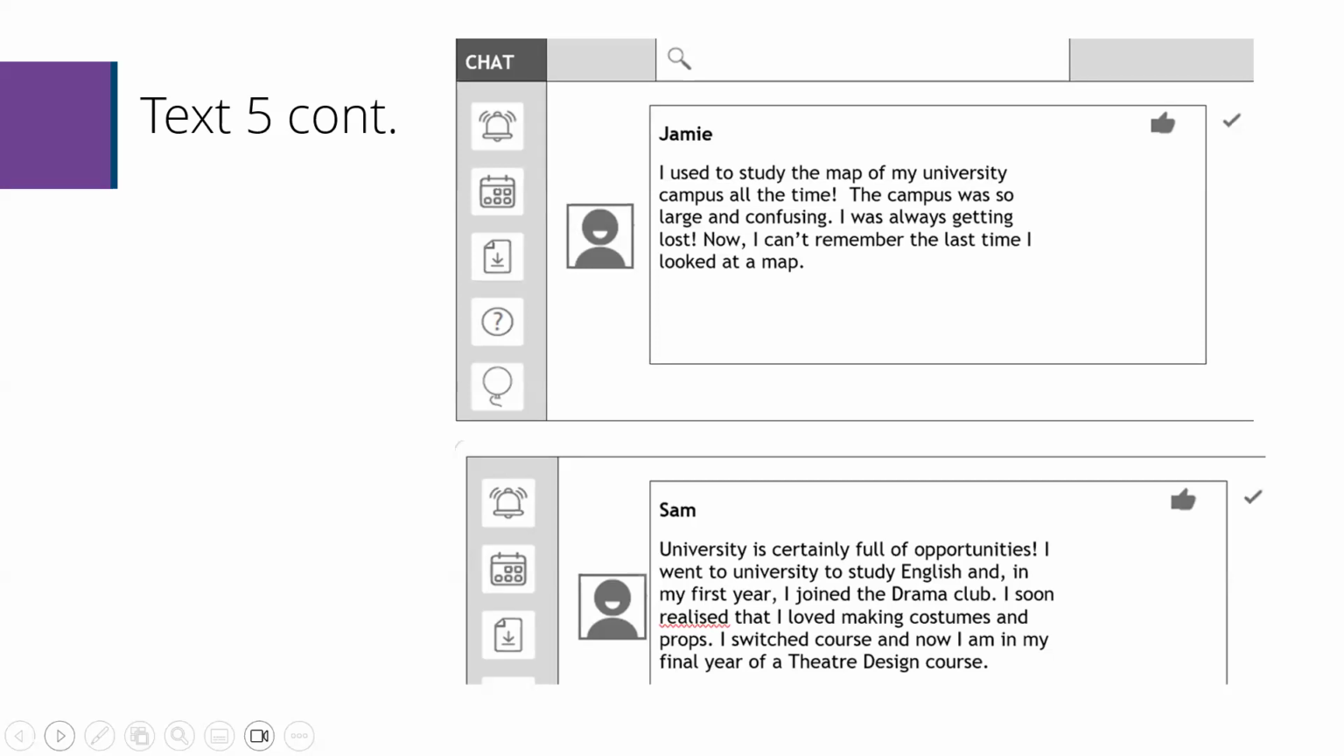I switched course and now I'm in my final year. Switched, not quite so unusual as prop, but it's still a word that might not immediately come to mind. But I switched course and now I'm in a final year of theatre design. So he started with English and at the end he was doing theatre design. So you should be able to deduce that switched means changed. Okay.